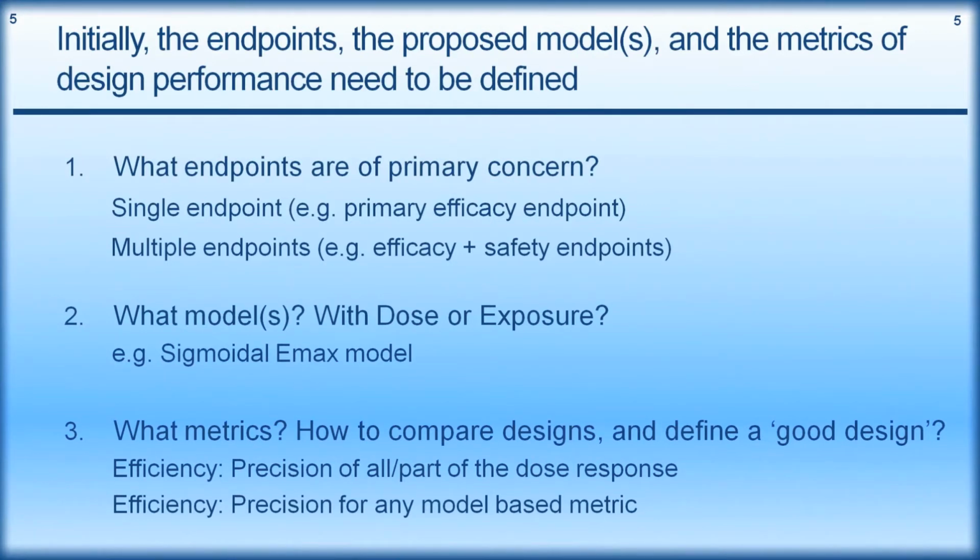The third step is to define the metrics. So how are we going to compare designs and what we can define a good design by. So for example, we're going to be interested in the precision of the dose response curve, how accurately, how precisely we're estimating that dose response, and we're going to introduce the idea of efficiency. And also we can think about the precision for any model-based metric. So it doesn't have to be particularly about standard error or width of a prediction interval. It could be any metric.